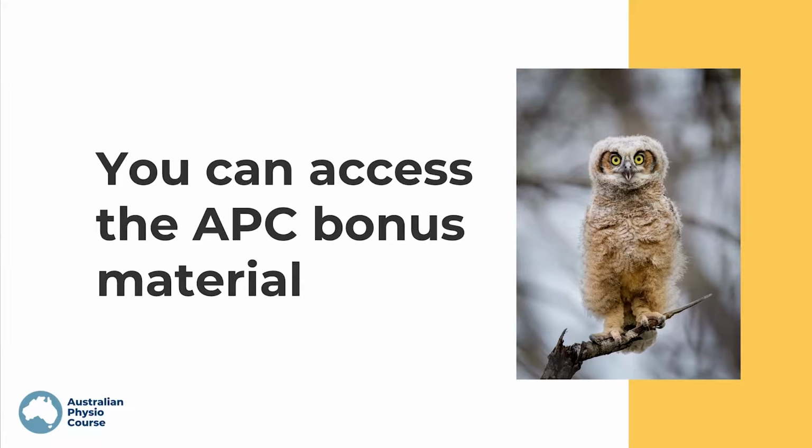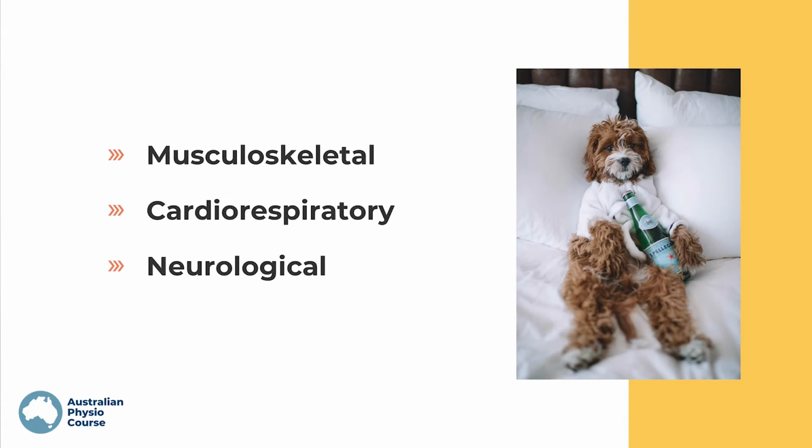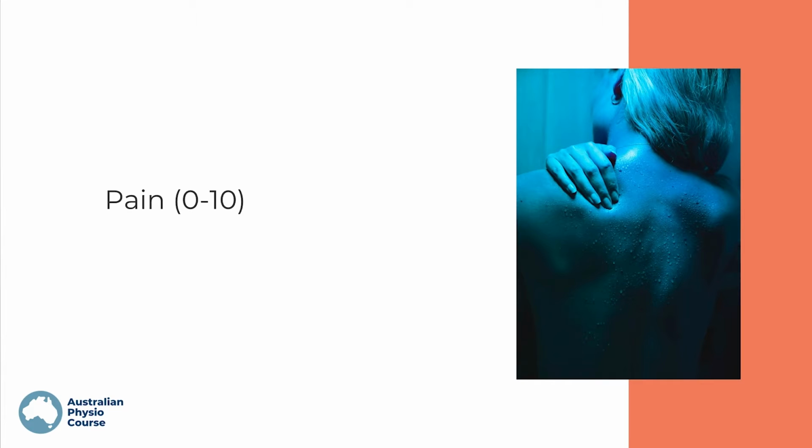I'll talk about all the items in the outcome measure list we wrote at the beginning. Most of them are valid for all 3 clinical assessments, but you'll find more information about the outcome measures in cardiorespiratory and neurological exam in the bonus material. Pain on a scale from 0 to 10. It's one of the most common outcome measures.